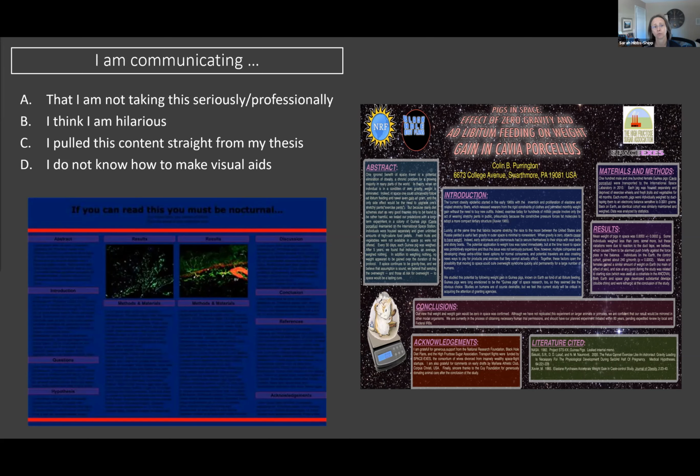But again, right, Star Wars, a hamster on a scale or a guinea pig on a scale. If that's what Cavia porcellus is, might be a guinea pig, right? So that's a component of language, vocabulary from your specific discipline. It would be a lot easier to say effective zero gravity and feeding without it being at will feeding on the weight gain in guinea pigs instead of Cavia porcellus.